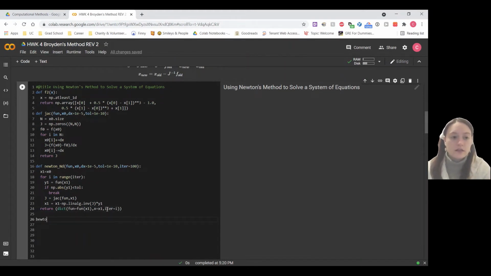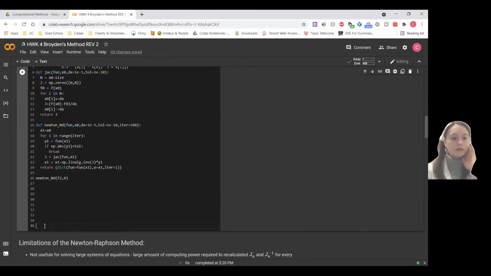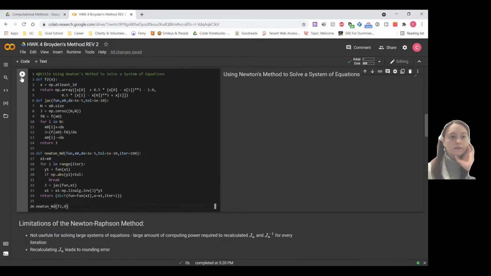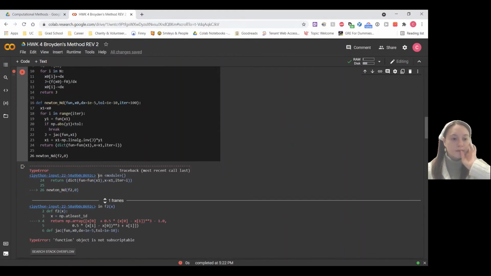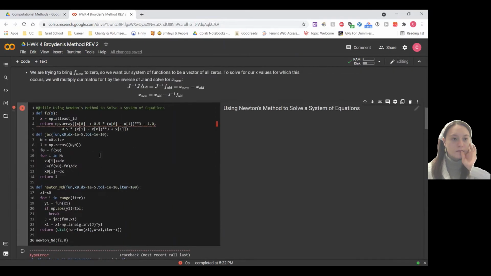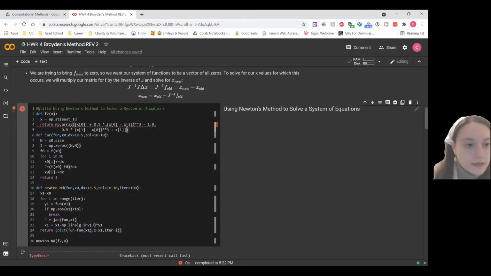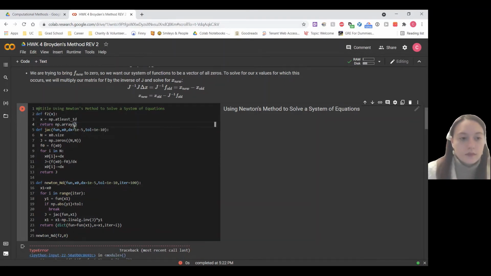Run this. Let's try it with an initial guess of 0. Copied that exactly from the example. Let me try again.